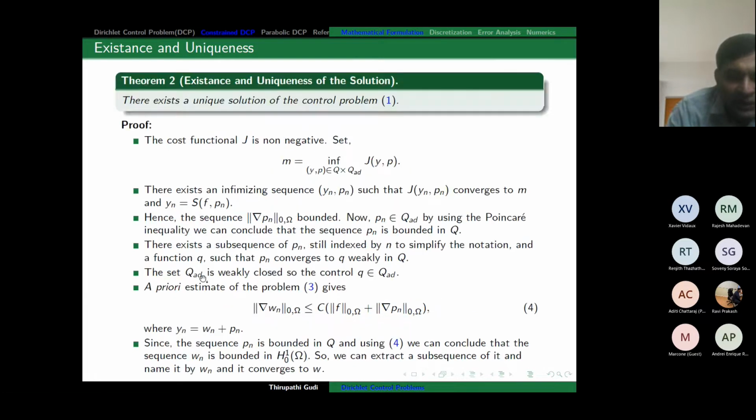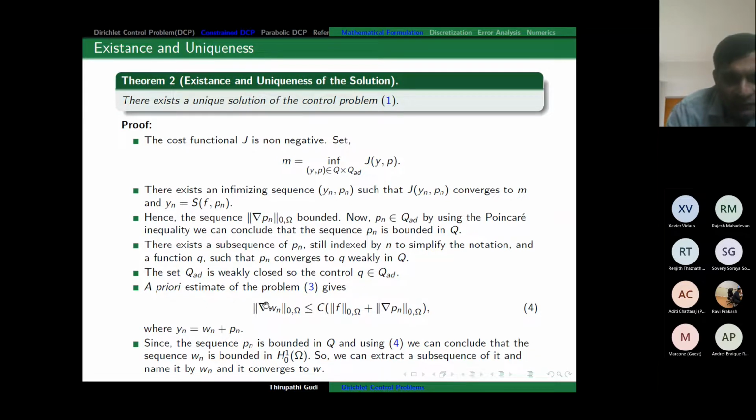But since this Q_AD is weakly closed, because it is closed and convex, and because the convergence is weak, the weak limit q will be in this set Q_AD. So we have the candidate for the control.